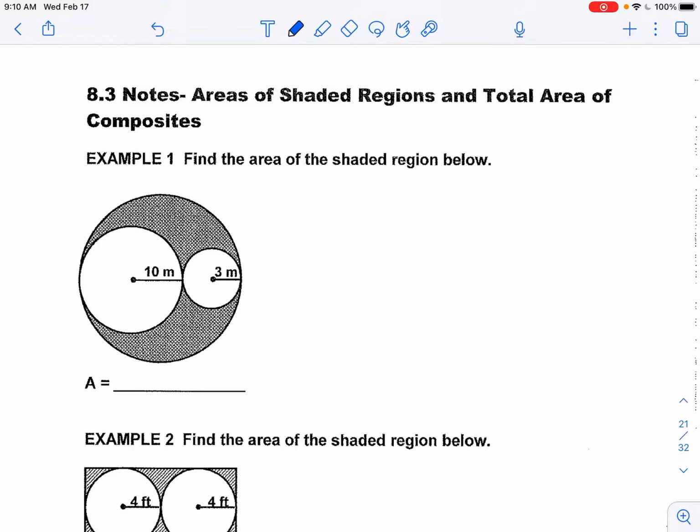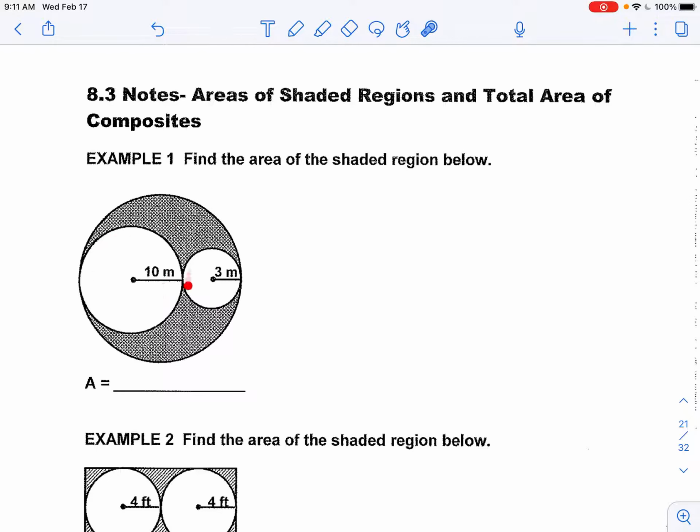In this next video, let's take a look at areas of shaded regions and total area of composites. Example 1 says find the area of the shaded region below. What we're looking at here is a really large circle with two smaller circles inside. If I want to find just the shaded region, let's find the area of this large circle, and then we'll subtract out the two areas of the smaller circles.